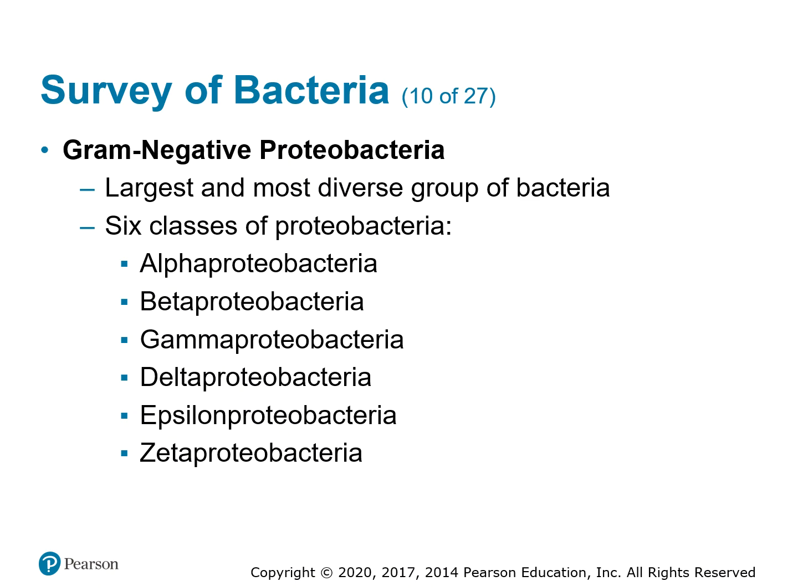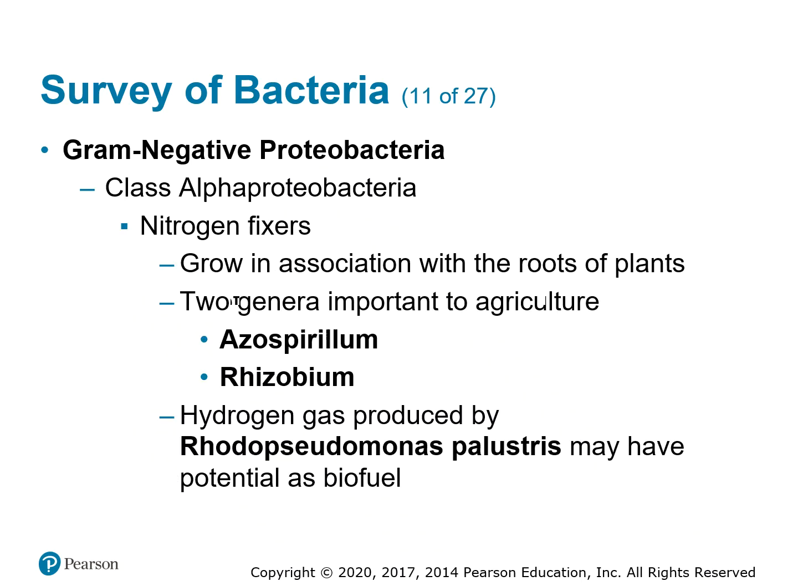Some gram-negative proteobacteria. These are the largest and most diverse group of bacteria. There are 6 major classes that we talk about: alpha proteobacteria, beta, gamma, delta, epsilon, and zeta proteobacteria. All right, looking at the class alpha proteobacteria, these are nitrogen fixers. So they're going to grow in association with the roots of plants. Typically this is important in agriculture. Two important groups in there are the Azospirillum and the Rhizobium.